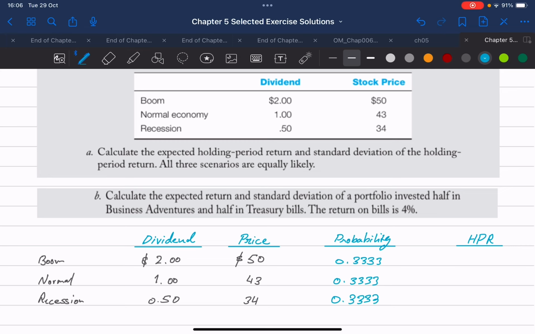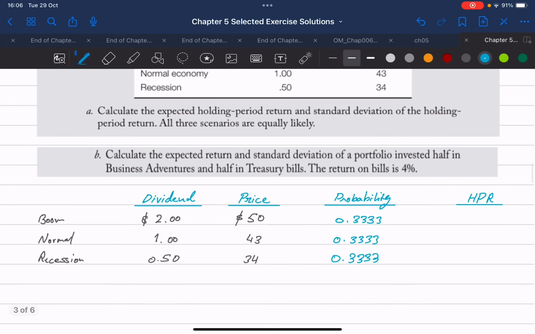Now the holding period return, we know the formula. Let me write it down. Holding period return is going to be equal to the ending price, let's call it P1, minus the beginning price, let's call it P0, plus any dividend distribution, all divided by the beginning price. So I'm going to apply this formula for each of the scenarios and write down my answer.